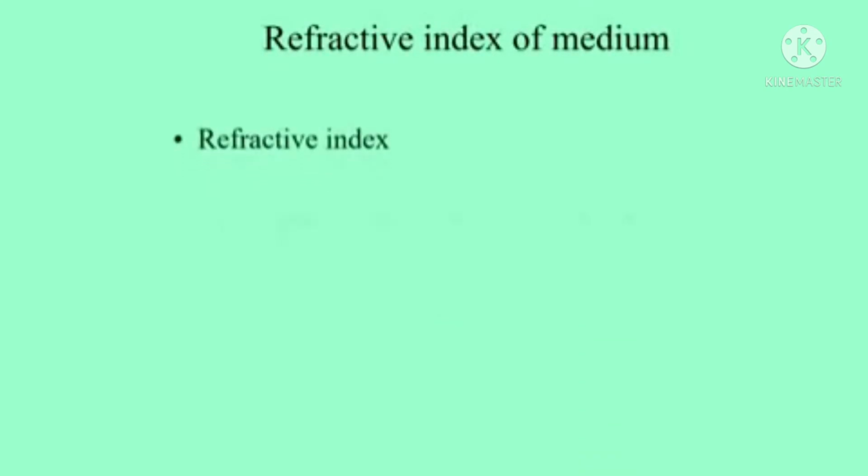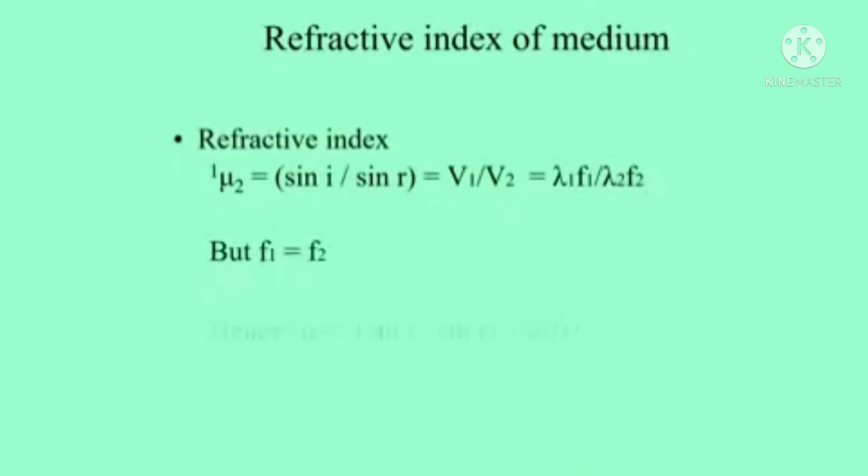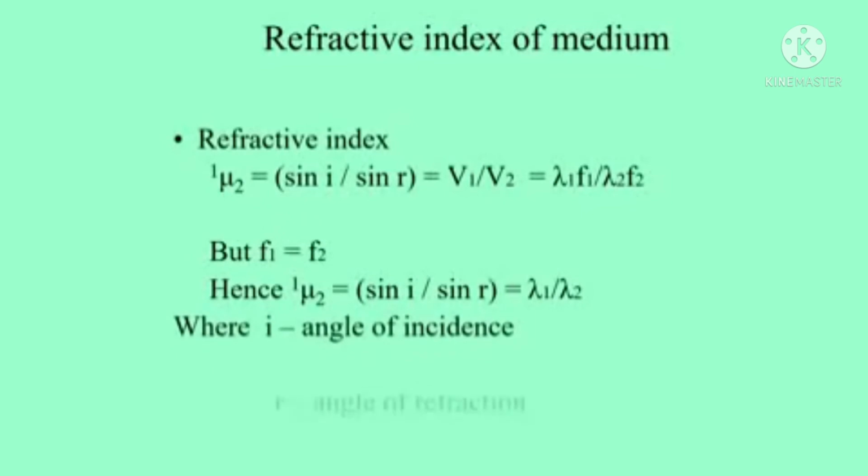Then we see the refractive index of a medium. First we see what is meant by refractive index. Refractive index is the measure of the bending of a light ray, or a measure of the speed of a light ray, when it passes from one medium into another medium.